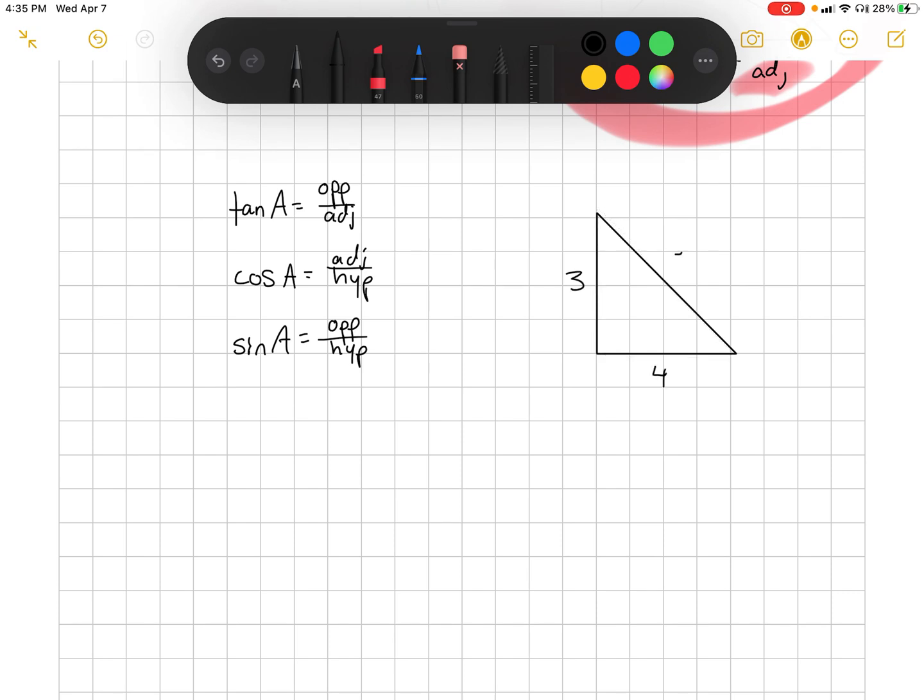This is 3, this is 4, this is 5. And we'll go A, B, C, right angle. This is A, this is C, this is B. Okay, let's say we've identified our reference angle here as A.